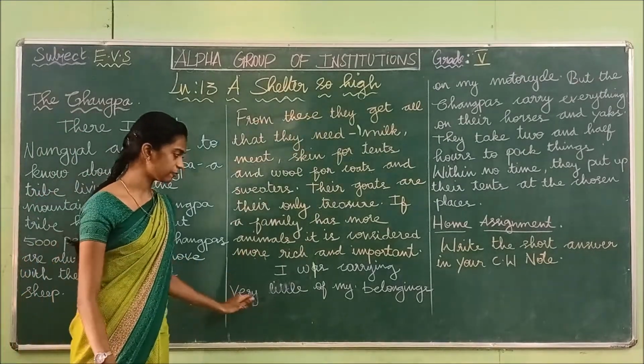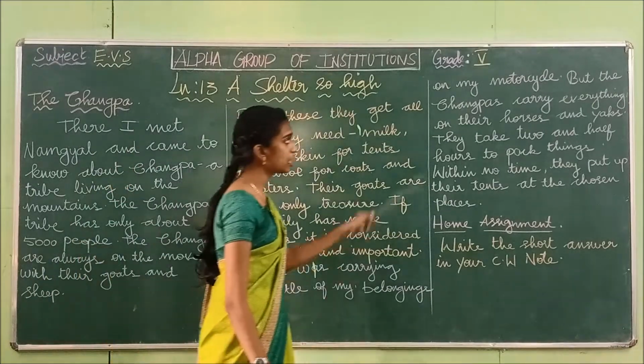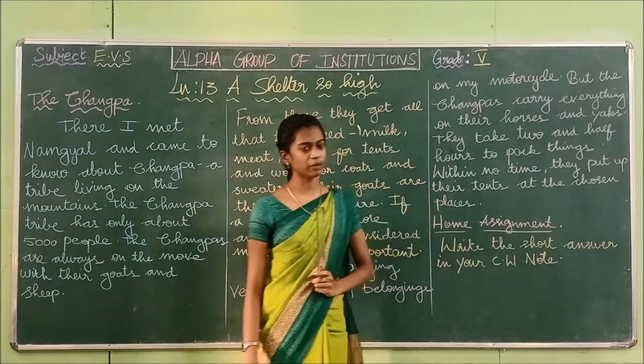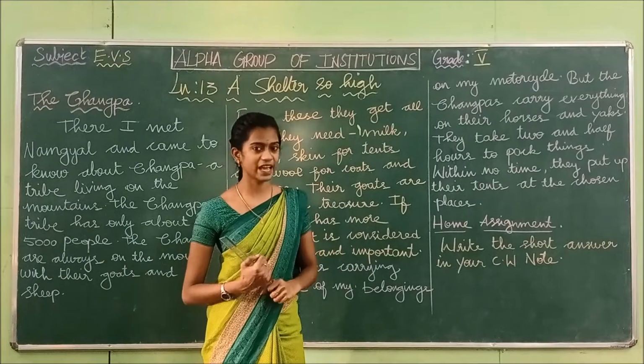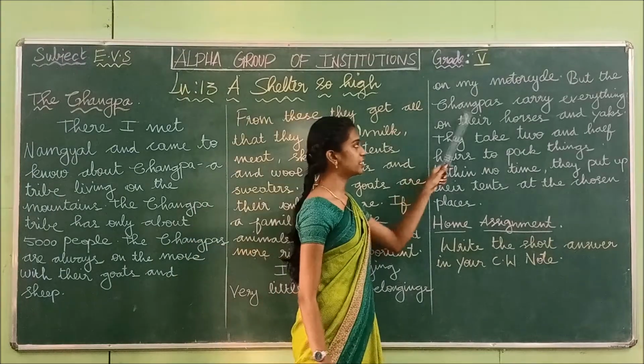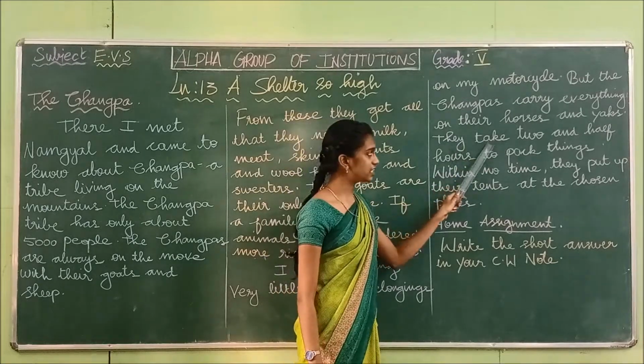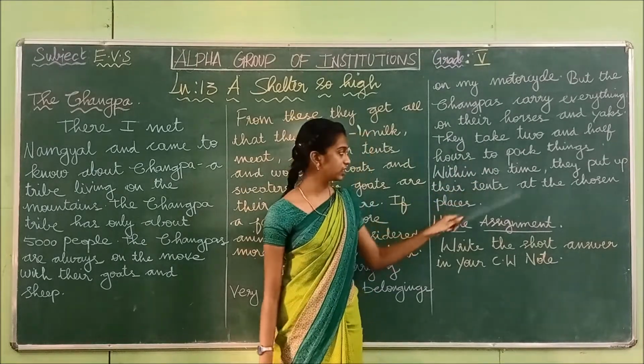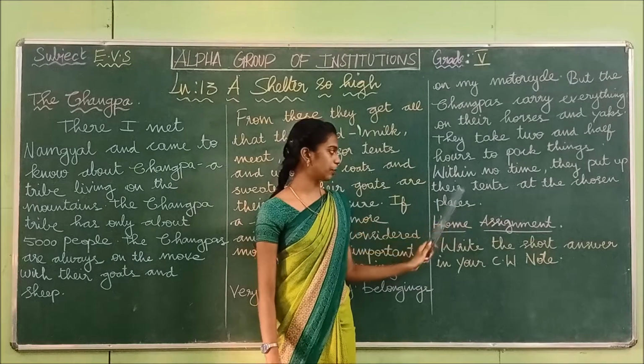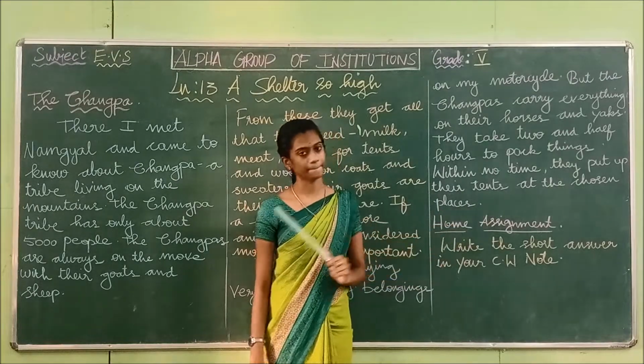I was carrying very little of my belongings on my motorcycle. And what is the name of the motorcycle he has? Yes, Lona. But the Champas carry everything on their horses and yaks. They take 2 1/2 hours to pack things. Within no time, they put up their tents at chosen places.